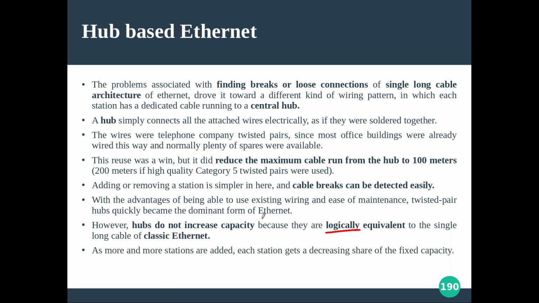We couldn't achieve something more. As more and more stations are added, definitely each station gets a decreasing share of the fixed capacity. So the hub, the shared resource, has a fixed capacity, so everybody can share it. But when we keep on adding more devices, definitely the amount of share per device will be less. The same problem we are facing with the bus topology. So eventually the LAN will saturate as you add more and more devices.